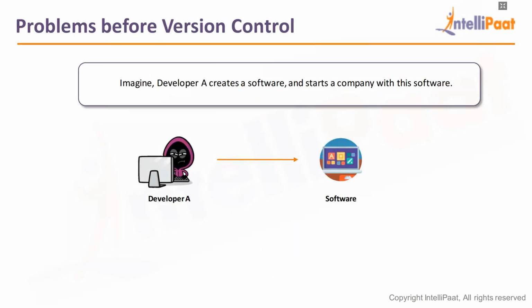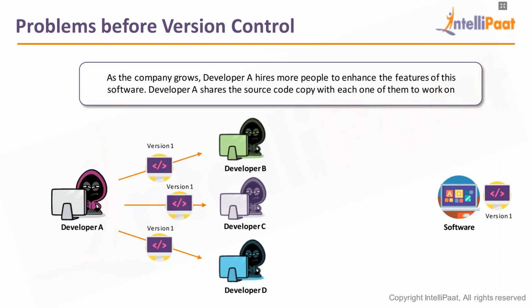So what usually happens is that we have a developer, and the developer creates a software and starts a company with this software, right? So this is what you need to imagine. Now, the problem before the version control system was that as the company grows, the developer hires more people to enhance the features of the software, and the developer shares a copy of the source code with each one of them to work on. Now you might be thinking, why can't we use a simple editor like Notepad? In Linux we have Vim or Nano. Why do we also need this version control system?